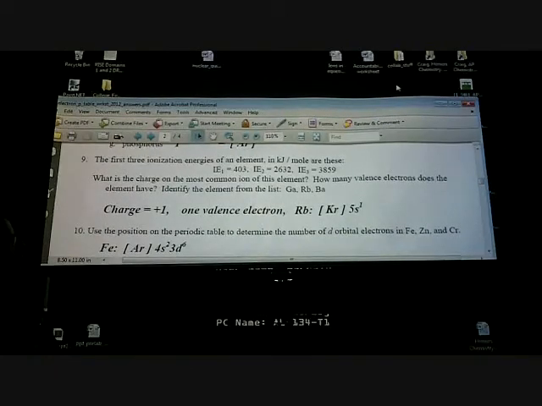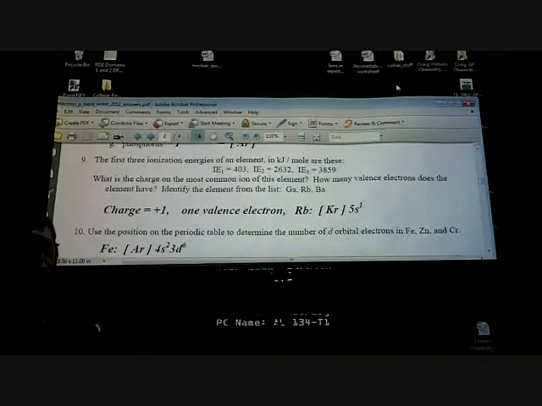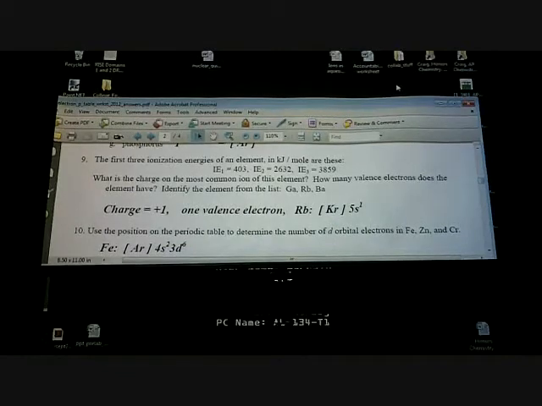Seriously. All right, number 10, use the position on the periodic table to determine the number of d-orbital electrons for iron, zinc, and chromium. Now remember, when we're looking at elements in 3D and 4D, we have to be aware that there might be special stability rules in play. So with iron, is it possible to take electrons from the s orbitals and move them to the d's to make a half-filled or full d orbital? No. So we have to leave it as is. So there are actually 6 electrons in the d orbitals.